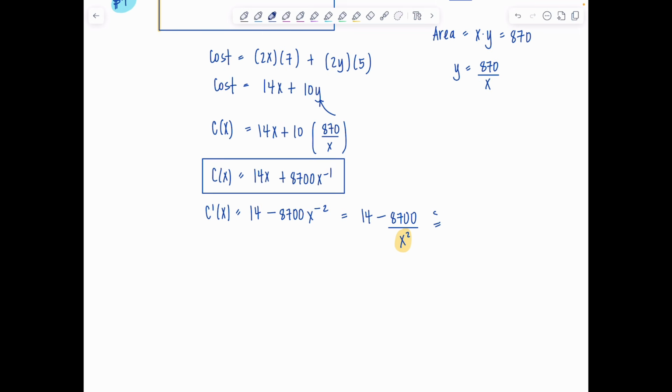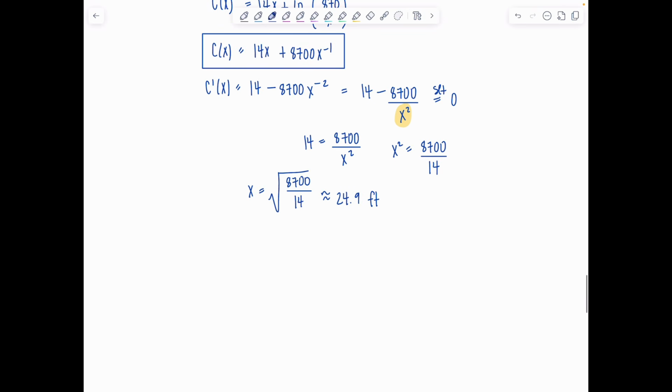I'm just going to go ahead and set this guy equal to 0. So then I have 14 equals 8,700 over X squared. So X squared equals 8,700 over 14. And then X is going to be not plus or minus, just the positive square root of 8,700 over 14. And I'll go ahead and just round this to about 24.9 feet. Now, I don't know for sure that this yields the min cost. I need to verify. Don't forget to do this.